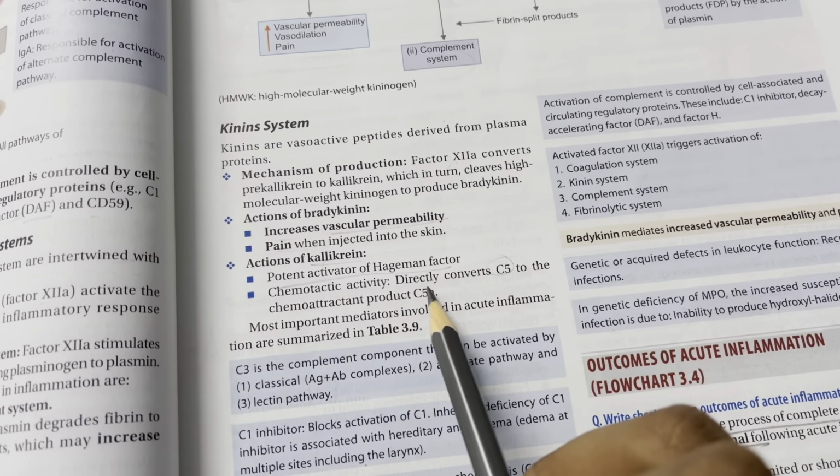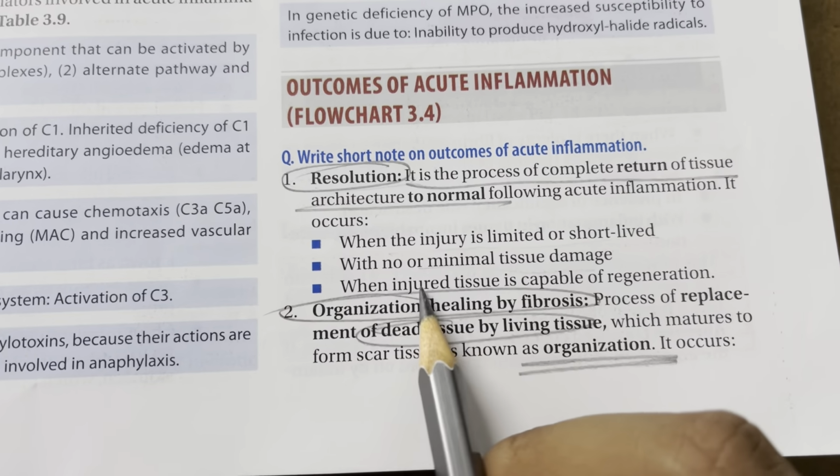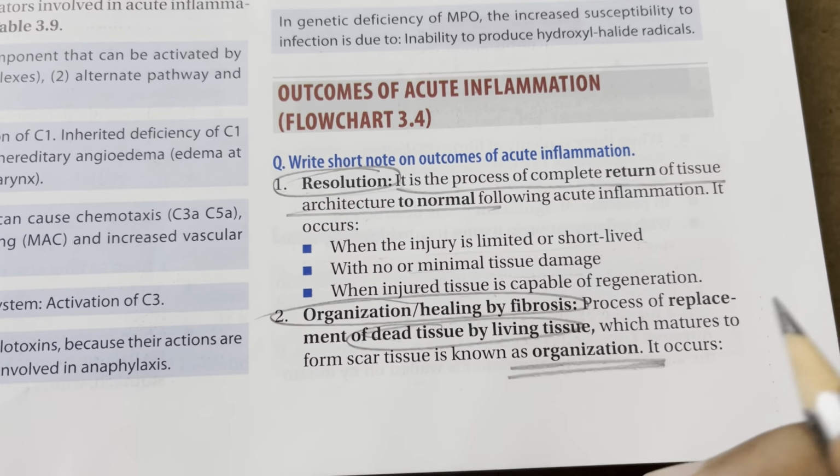Finally, moving on to the outcomes of acute inflammation. So you have resolution. It is a process of complete return of the tissue architecture to normal. Resolution, return of tissue to normal. So this happens when the injury is limited or short-lived, or when there is no or minimal tissue damage, and when the injured tissue is capable of regeneration.